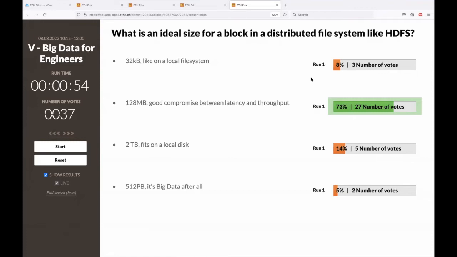If you have such small blocks, you will spend your time waiting for the blocks, stuck in latency. And I told you that this is not what we want. So the idea of 128 megabytes, that's the batch processing idea. We batch process the data into bigger chunks, bigger blocks. So now let's go back to the slides.